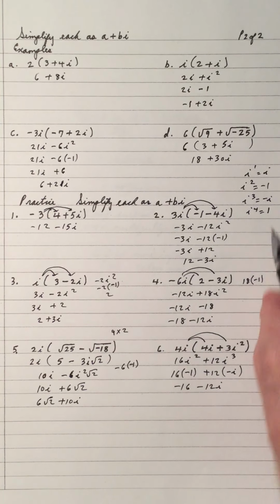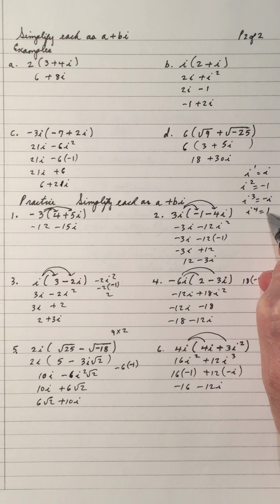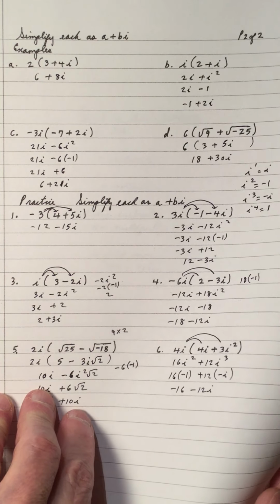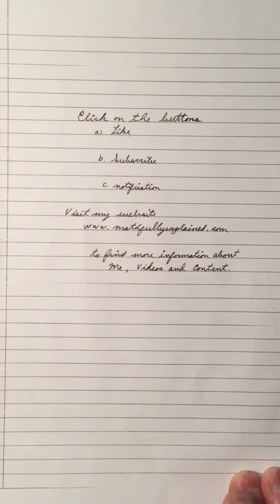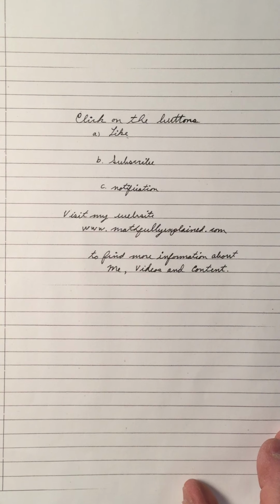And again, just to remind you, i squared is negative 1. i cubed is negative i. And the powers of 4 will always give me a 1 because it's i to the 0. And again, we multiply the monomial times the binomial, same as you did polynomials.